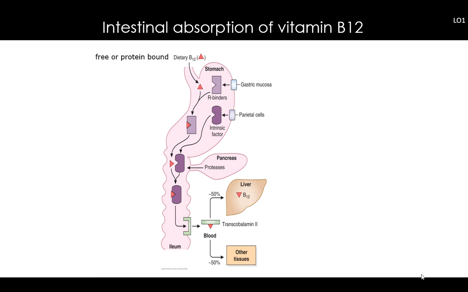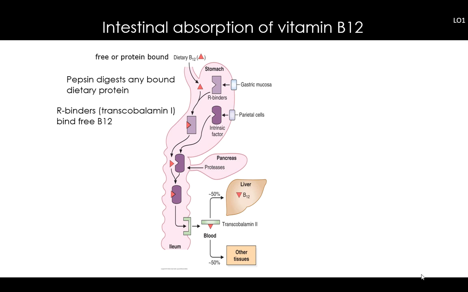Ingested vitamin B12 can exist either free or bound to dietary proteins. If the ingested B12 is bound to dietary proteins, it must first be released from these proteins by the action of the digestive protease pepsin in the stomach. Once B12 is released from any bound dietary proteins, it then binds to a carrier protein known as transcobalamin or R binders. In the small intestine, pancreatic proteases digest the R binders, and the released B12 then binds to an intrinsic factor which is secreted by the parietal cells in the stomach.